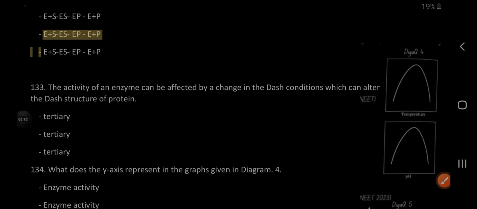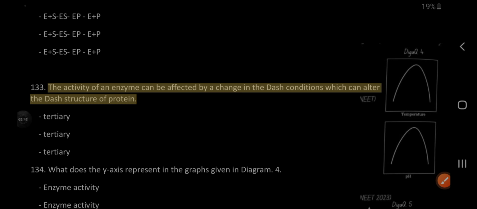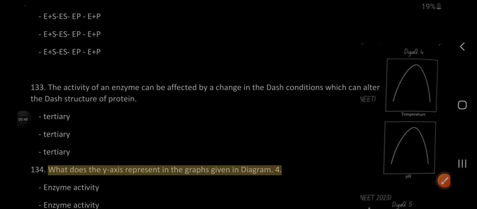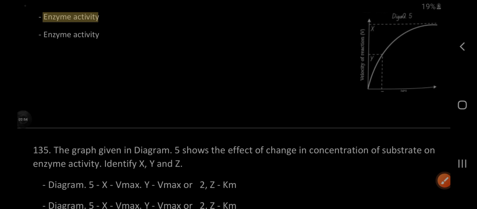133. The activity of an enzyme can be affected by a change in the dash conditions which can alter the dash structure of protein. Tertiary. 134. What does the y-axis represent in the graphs given in diagram 4? Enzyme activity.